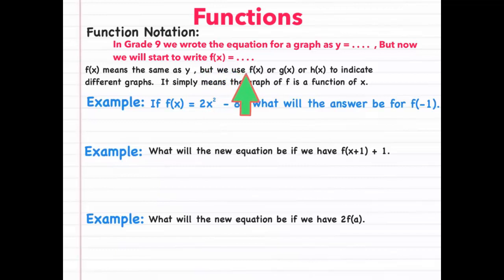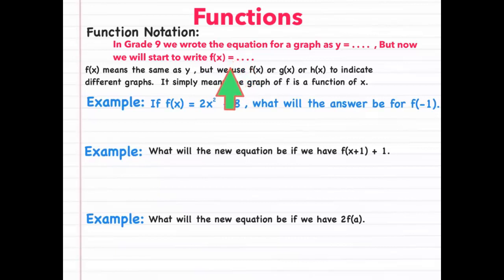But we use f(x) or g(x) or h(x) to indicate different graphs. That's why we don't call our graphs y equals anymore, because we will have more than one graph on the same Cartesian plane, and then you need to know which one we are talking about. Are we talking about the f(x) or the g(x) or the h(x) graph? Which one? And please remember, f(x) means exactly the same as y. So if I say f(x) equals 3, that means our y value is equal to 3.